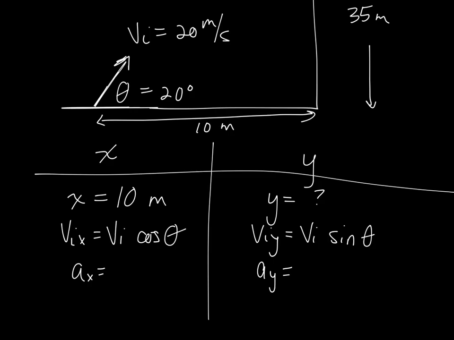X is 0 and y is negative 9.81. Well done, sir. How do you know that? Because gravity is 9.81 and there's no friction. And we assume no friction. Very good. That's the key here.